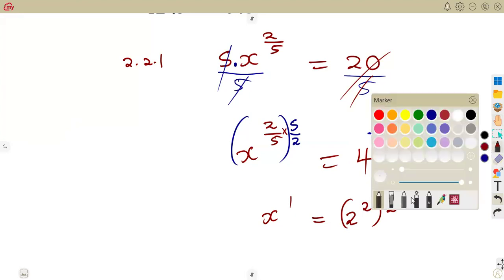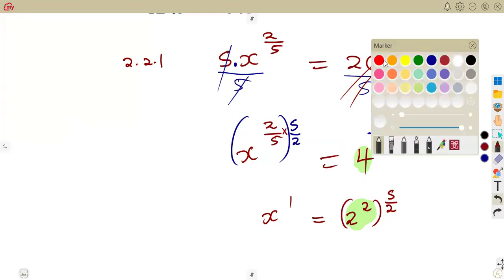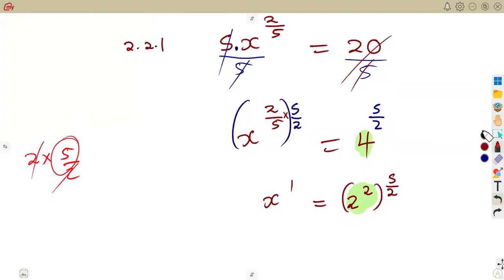We just changed this 4 into a number raised to a certain exponent. Nothing has changed there. It is just rewriting. Why do this? So that we can simply multiply the exponents. Remember our law, exponent to exponent, we can multiply. So it will be 2 times 5 over 2, which will simply give us what? A 5. So meaning to say, x raised to the exponent of 1, which is x, is equal to 2 to the exponent of 5.